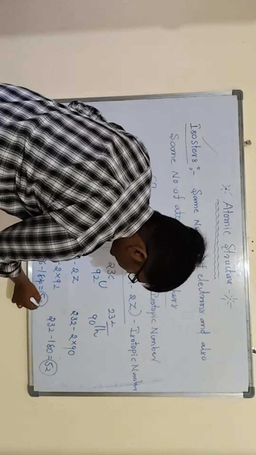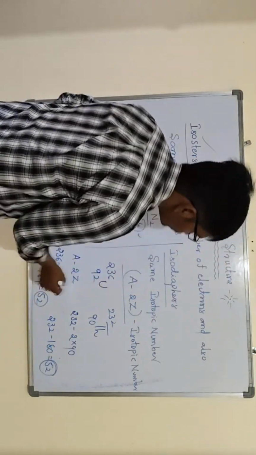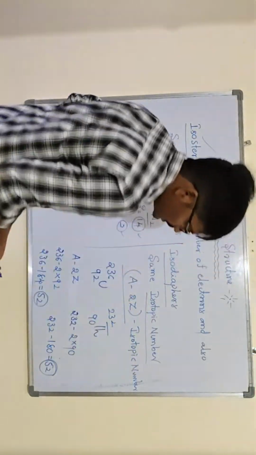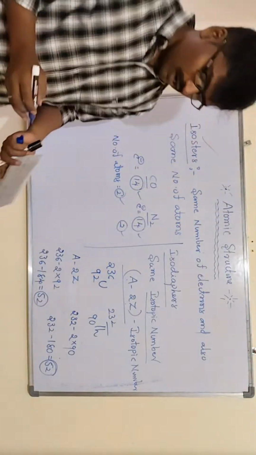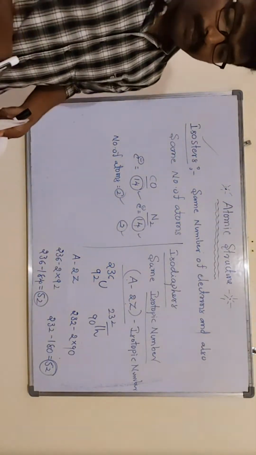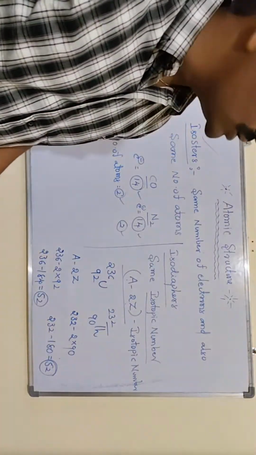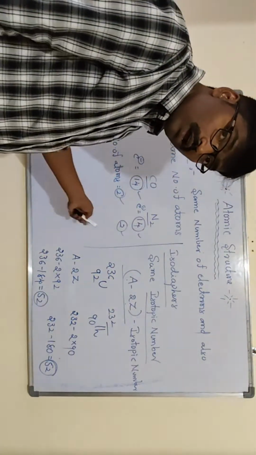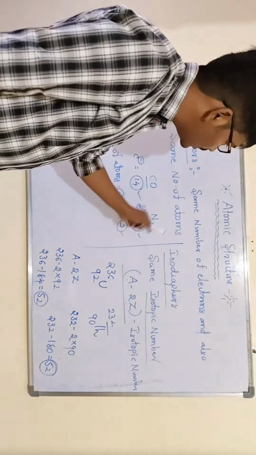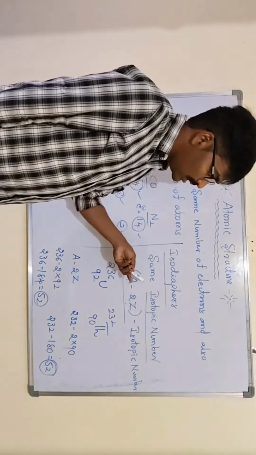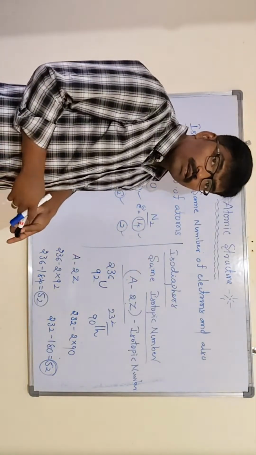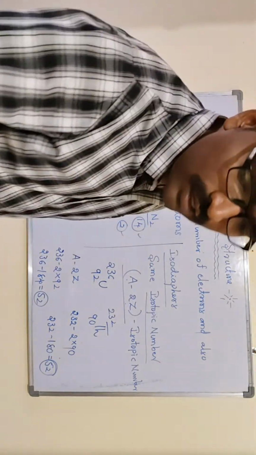So the isotopic number is the same. What is the isotopic number? A minus 2Z. That we call isodiaphers. Based on this topic, they will ask questions: which of the following sets are isodiaphers? Which of the following sets are isosters? Which of the following sets are isobars, isotopes? Such type of questions they will ask.